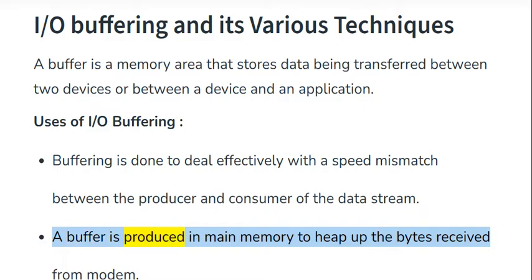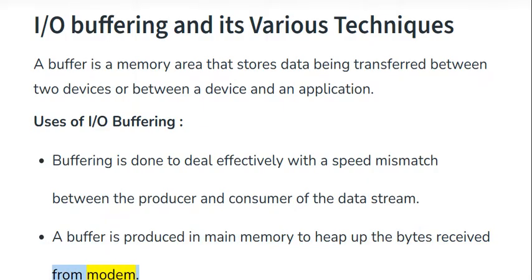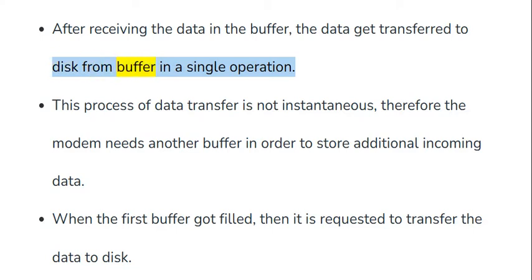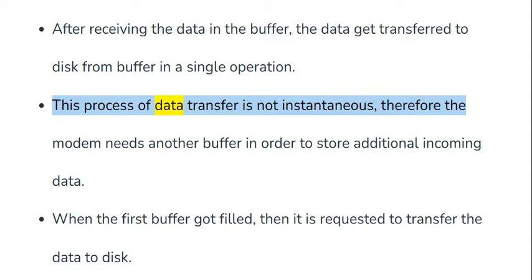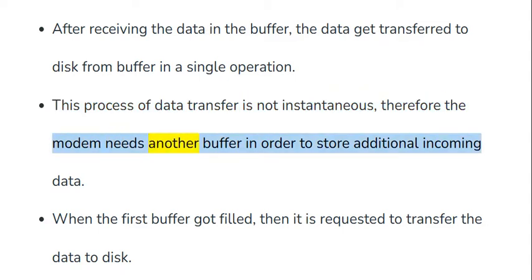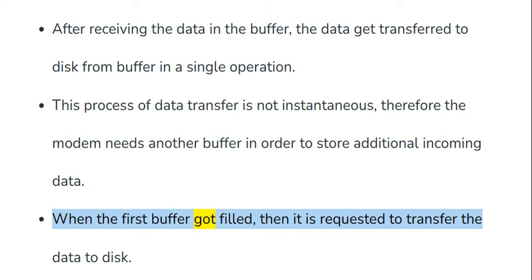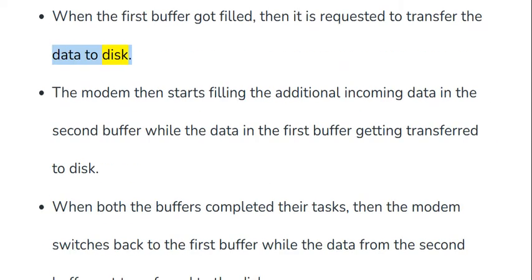A buffer is produced in main memory to heap up the bytes received from the modem. After receiving the data in the buffer, the data gets transferred to disk from the buffer in a single operation. This process of data transfer is not instantaneous, therefore the modem needs another buffer in order to store additional incoming data. When the first buffer gets filled, it is requested to transfer the data to disk.